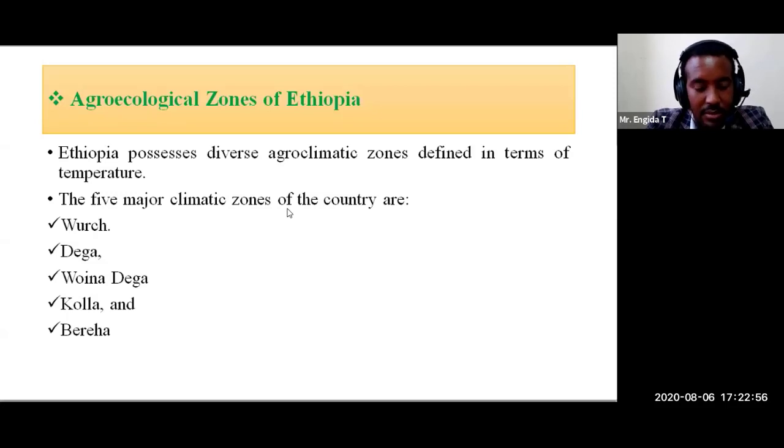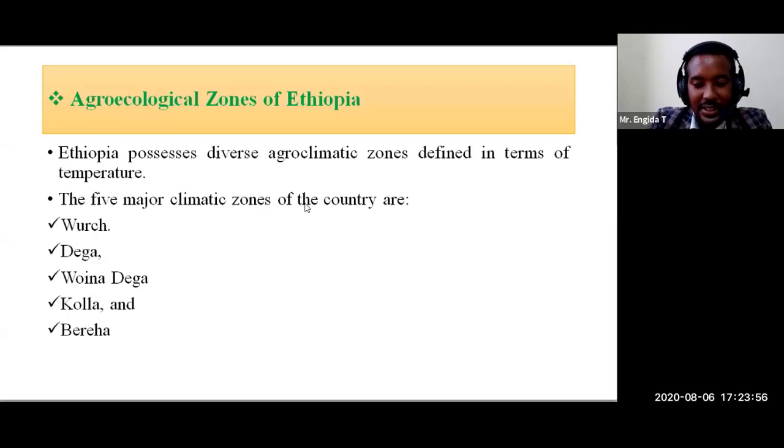In Ethiopia, there is no uniformly distributed volume of temperature. The temperature varies from one part of the country to the other because of some variables like latitude, altitude, and other factors. But which one profoundly influences the spatial variation of temperature here in Ethiopia is a very important question. So Ethiopia has 5 agroclimatic regions based on temperature. These are Wurch, Daga, Weyna Daga, Kolla, and Berha. What kind of characteristics each agroclimatic zone has is a very important question.